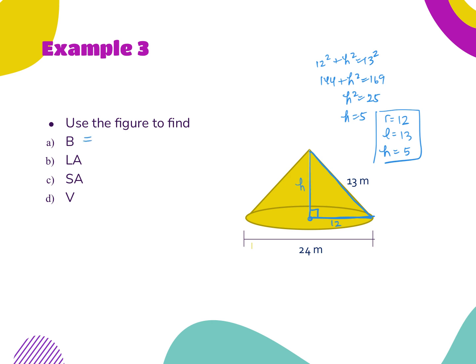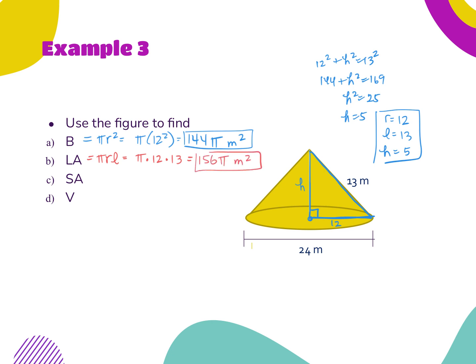So the area of my base is pi r squared. Since r is 12, it's 12 squared, so it's 144 pi meters squared. This is the area of my base. The lateral area is pi r L. And so again, I've got pi times r times L, which is going to be 12 times 13 is 156 pi meters squared. The next one I'm going to do is my surface area.